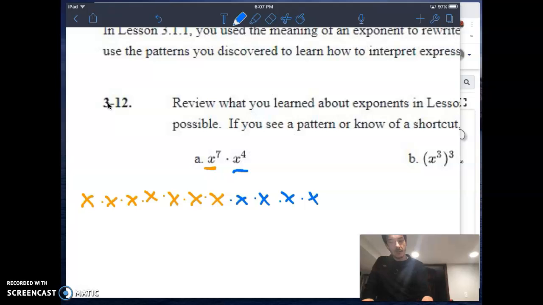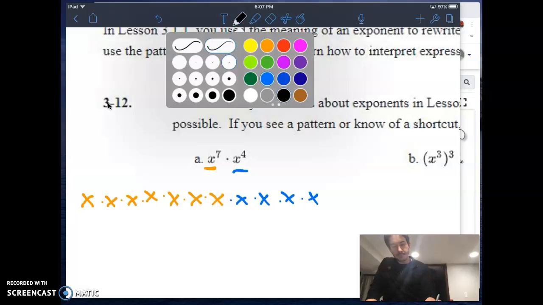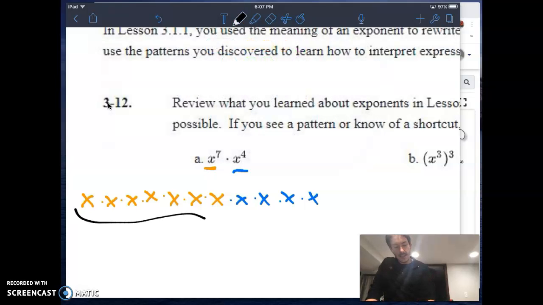Here's the idea. These x's all have the exact same base, so I can rewrite it as a single x. But now the question is, how many times do I have those x's? I can count 1, 2, 3, 4, 5, 6, 7, 8, 9, 10, and 11. I have x to the 11th. So there's my simplified expression, x to the 11th power.